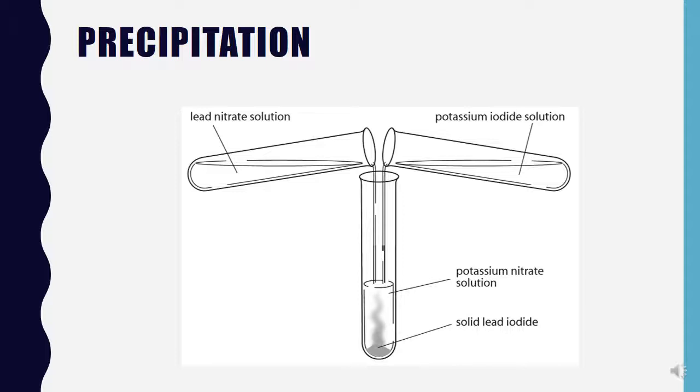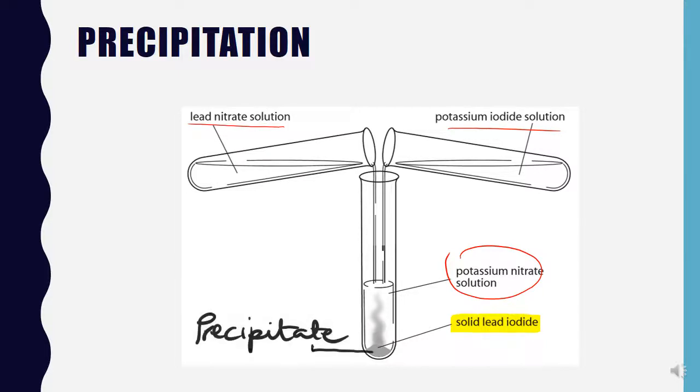If I was to take lead nitrate solution and I was to add it to potassium iodide solution, two new products would be formed. The first product is potassium nitrate solution. The second product would be solid lead iodide. Lead iodide would be known as the precipitate. Lead iodide has literally fallen out of the solution, which is why it's related to the word precipitation.